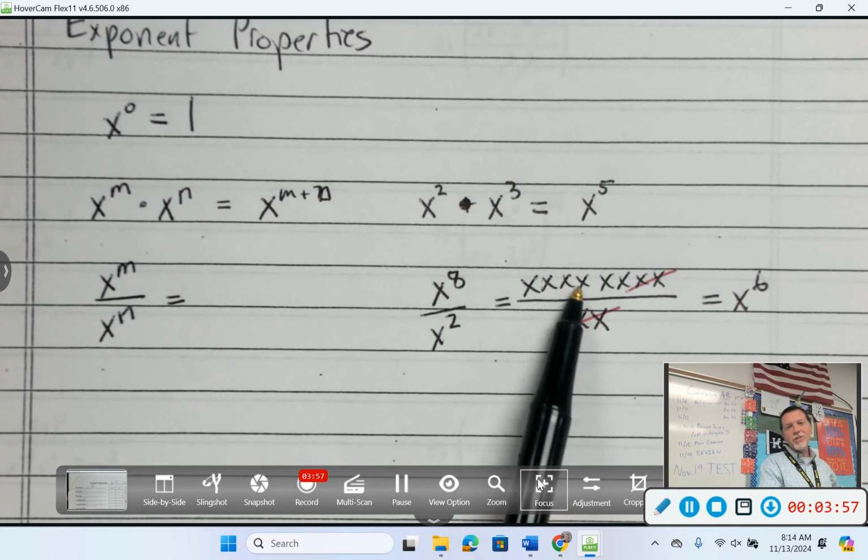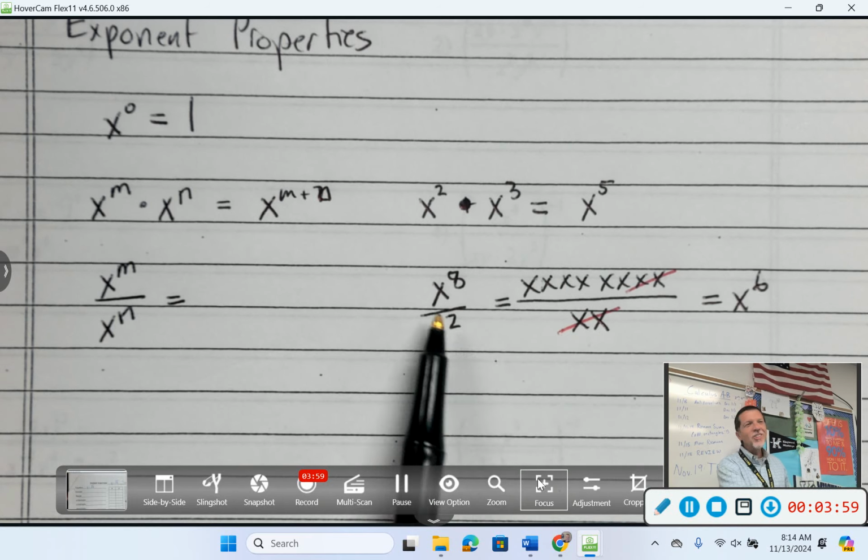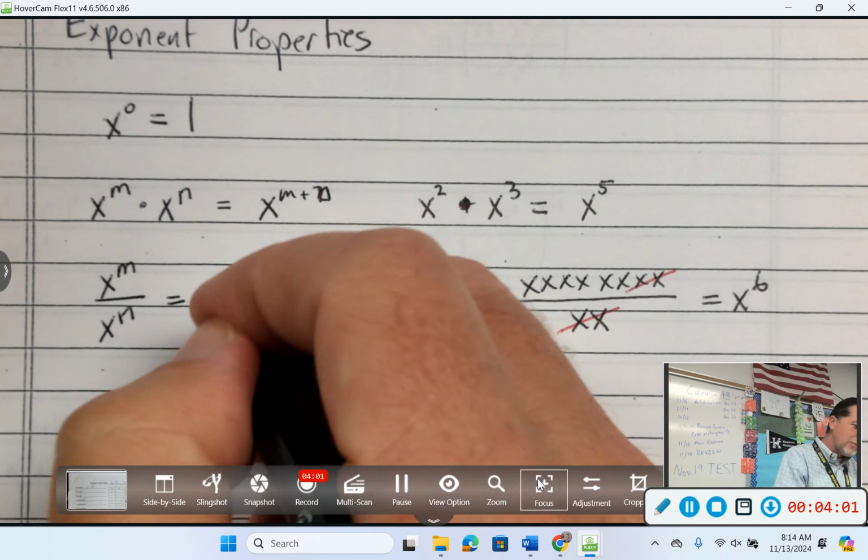Now, we don't really want to do that every time, right? So what's the shortcut? Subtract, m minus n.